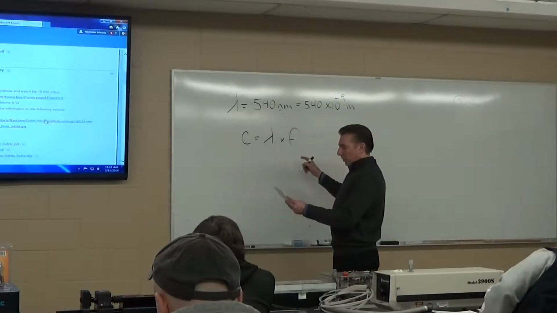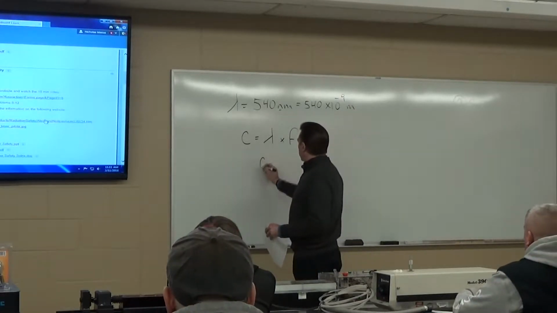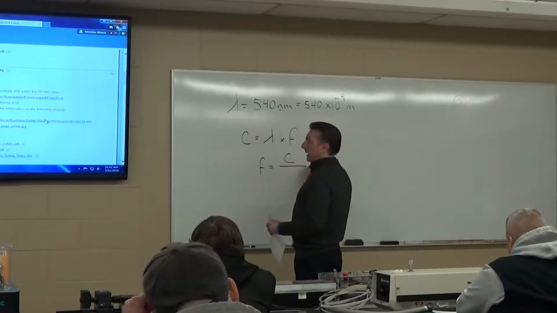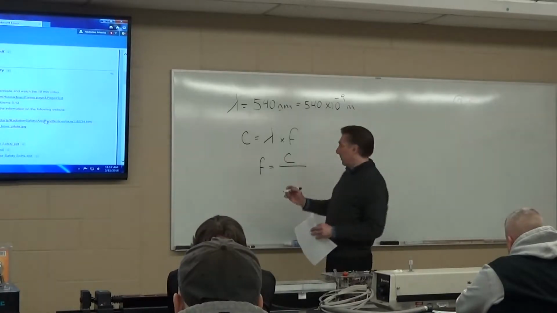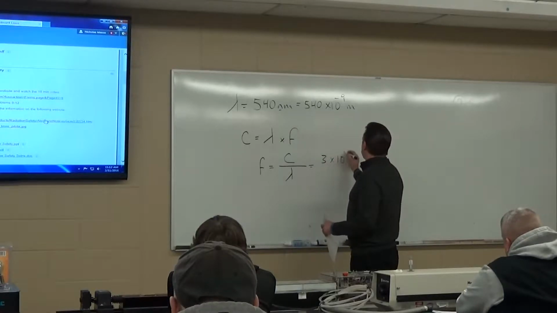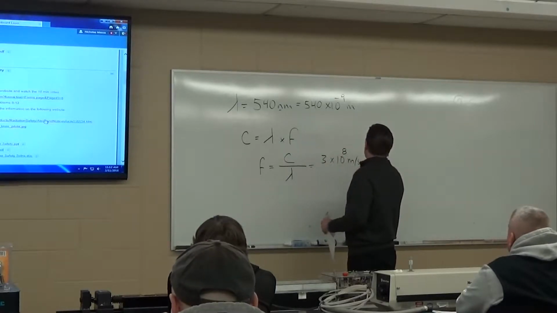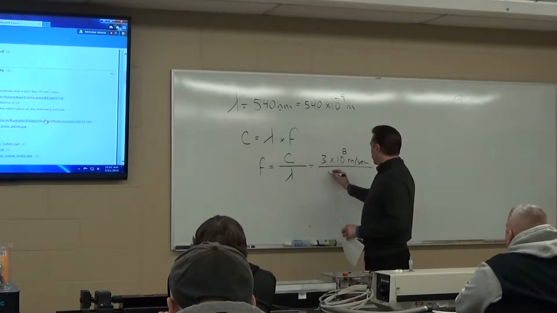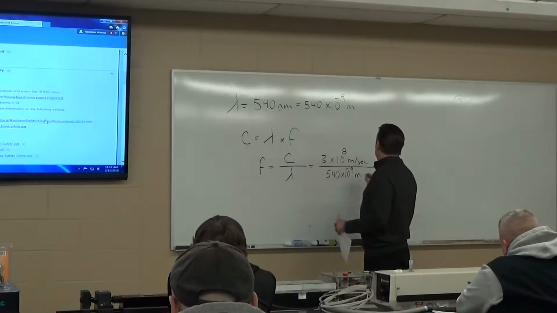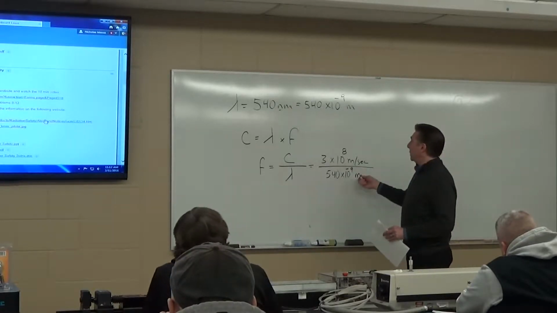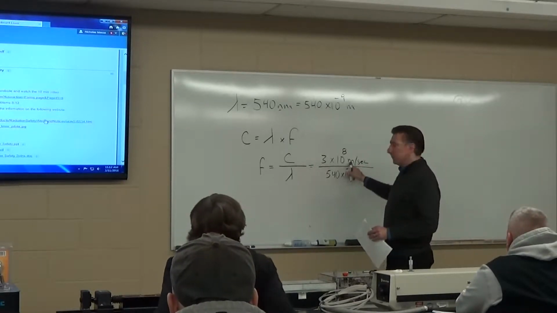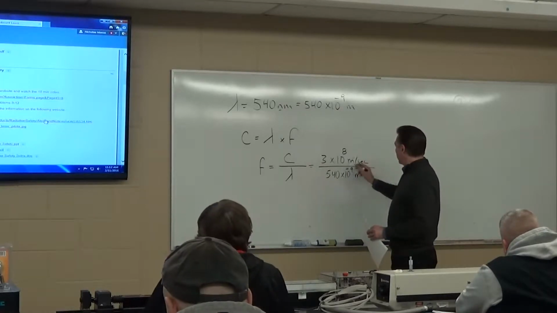Good. So we're looking for the frequency here. If we solve this equation for frequency, we just divide both sides by lambda, we get frequency is equal to c, speed of light in the vacuum, divided by the wavelength. So if we plug our numbers in here, we get 3 times 10 to the 8th meters per second, divided by lambda, which is 540 times 10 to the minus 9 meters. The reason I'm expressing this in meters is because I have meters per second in the numerator. Okay, denominator has to be the same, these cancel out.